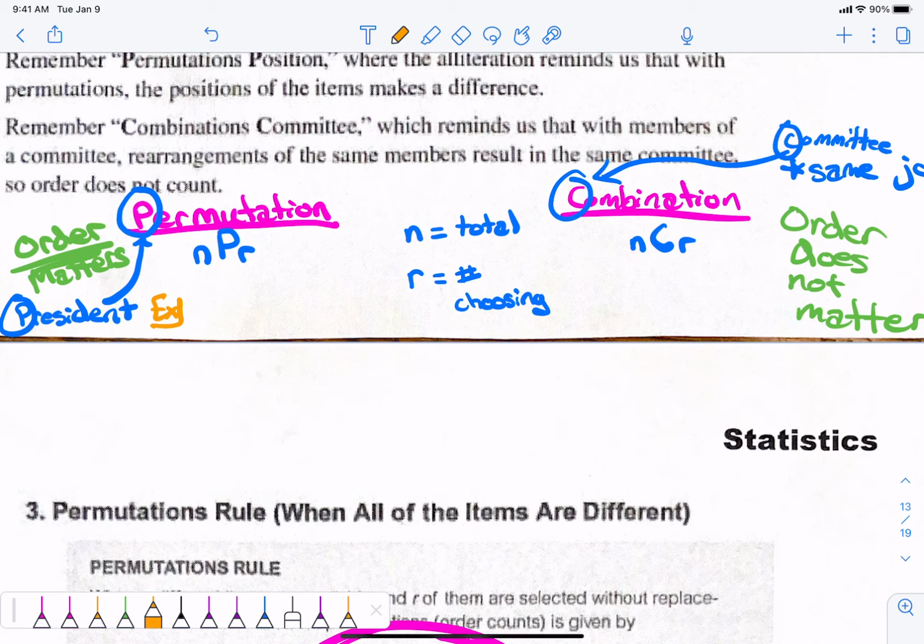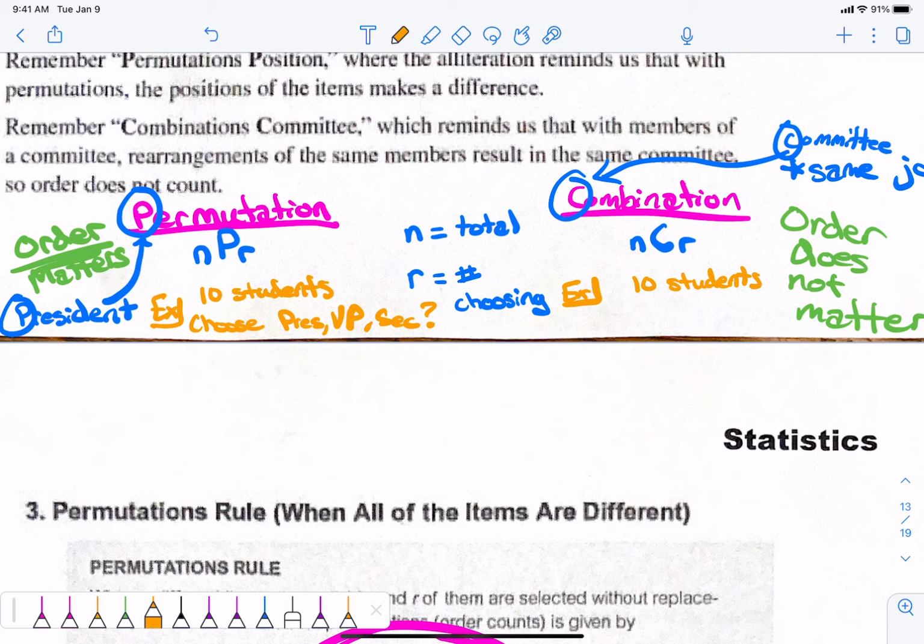Let's just write down the example that we had. Let's say 10 students instead. 10 students choose president, vice president, secretary. How many ways can I do that? I have 10 students choosing president, vice president, secretary. Versus the example over here, I have 10 students.